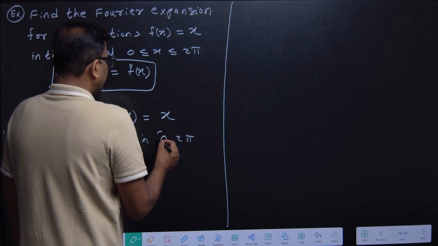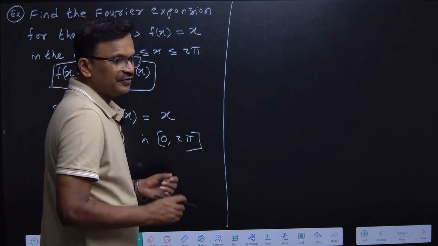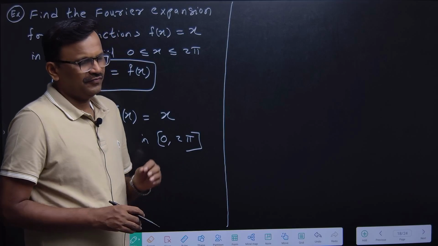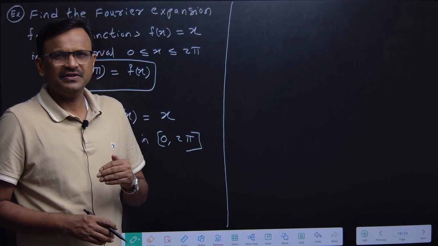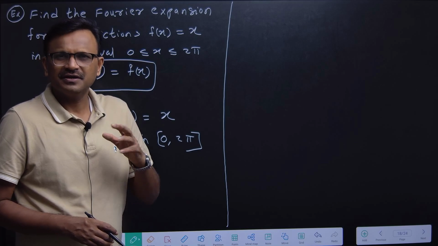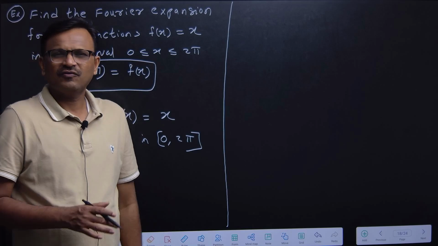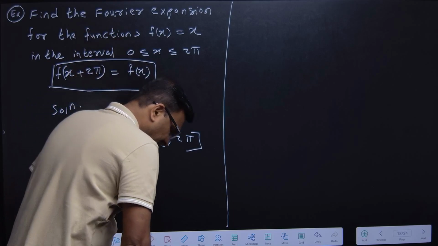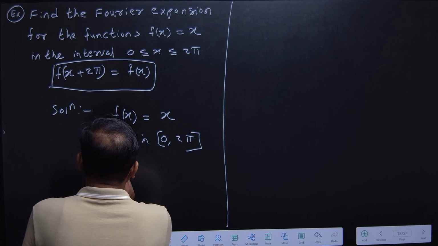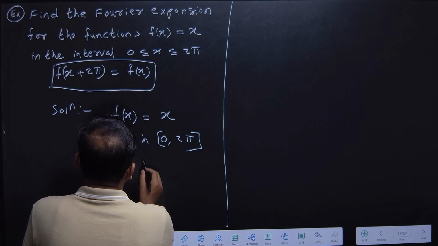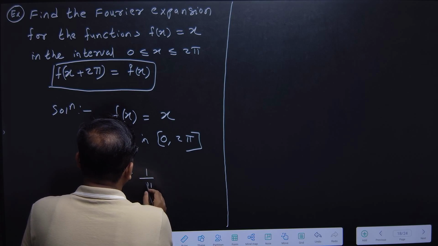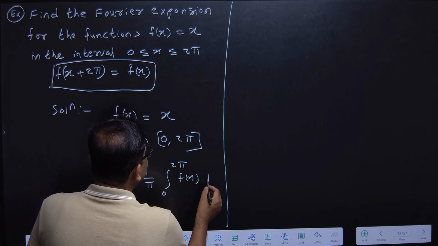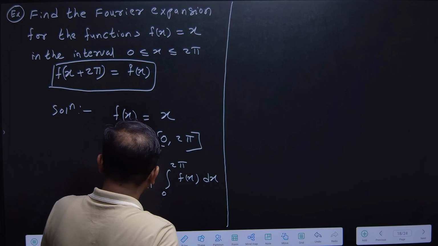Now when the interval is 0 to 2 pi, we don't have to check whether the function is even or odd. Remember, whenever the interval starts from 0, we do not check whether the function is even or odd. Directly we find a0, an, bn using the respective formula and substitute the values in the formula of Fourier series. Now first of all, to find a0, for this interval 0 to 2 pi, the formula is 1 upon pi integration with limit 0 to 2 pi into f of x dx. This is the formula that we have to find a0.